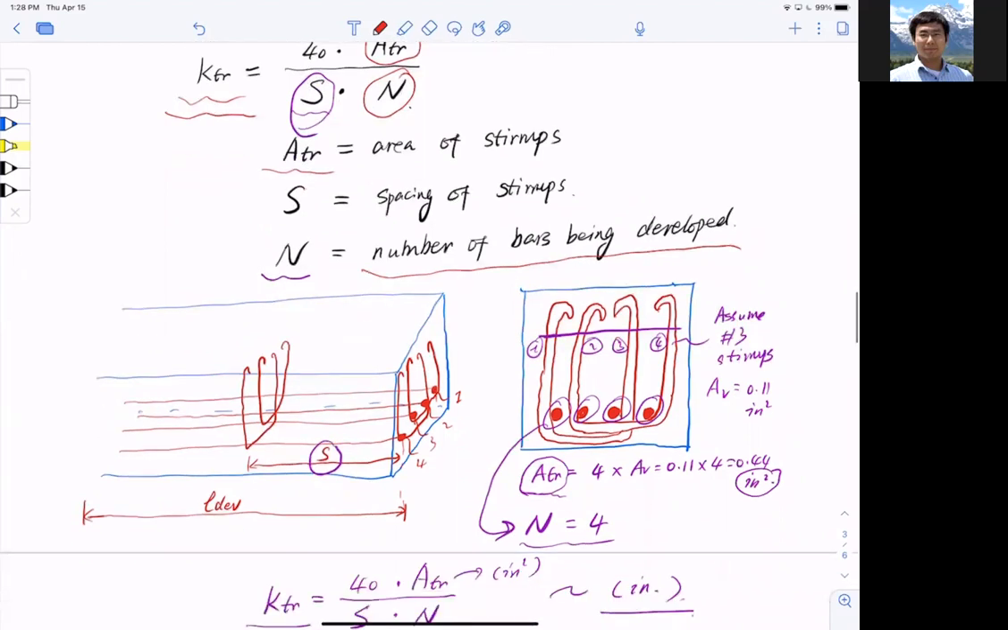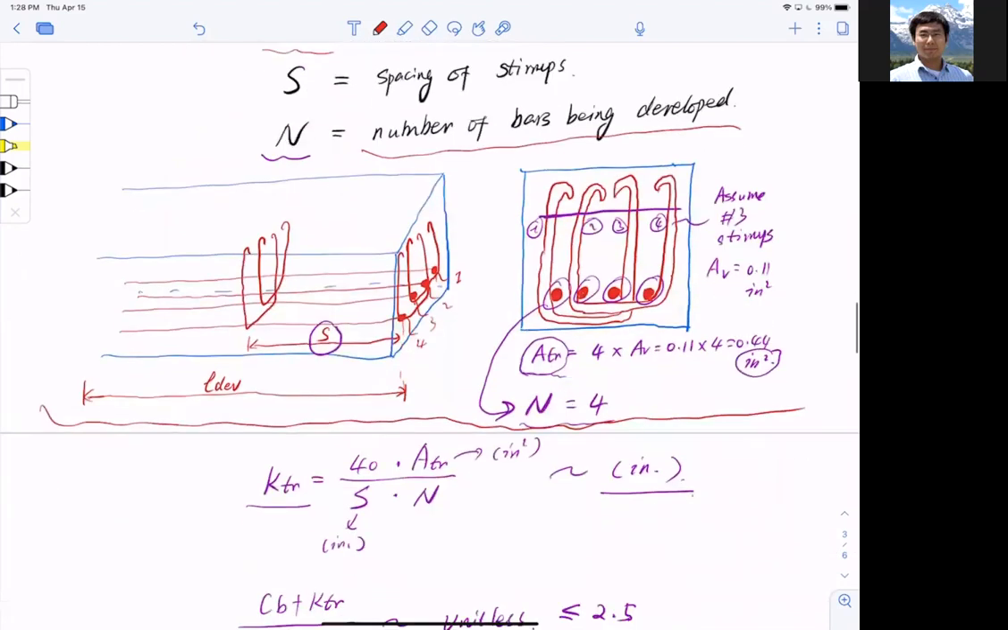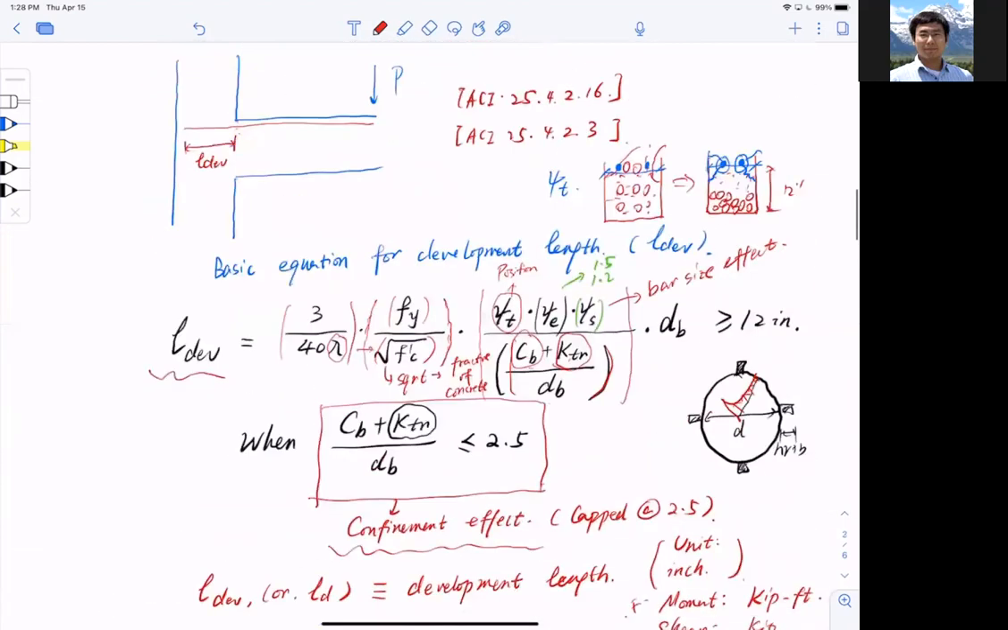I provide a detailed drawing here to show you how to use this equation. Make sure you understand that. And the last term is db, the diameter of the bars. At the end, once you compute the development length, it has to be always greater than or equal to a foot, 12 inches. That's the minimum development length you need.